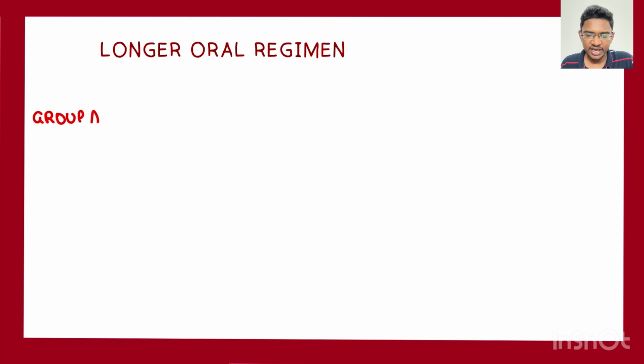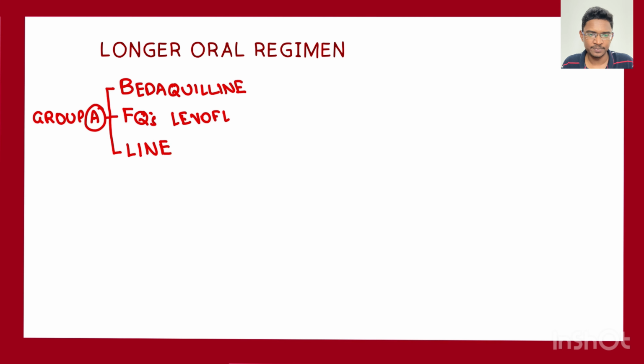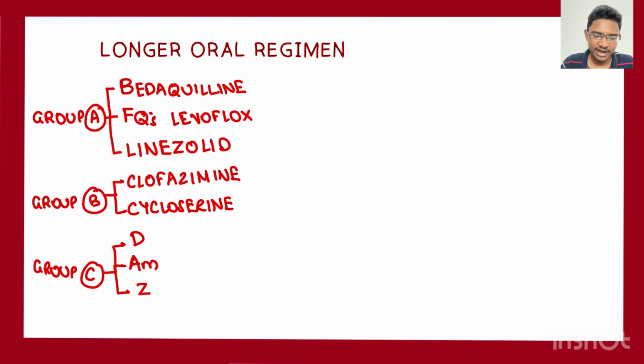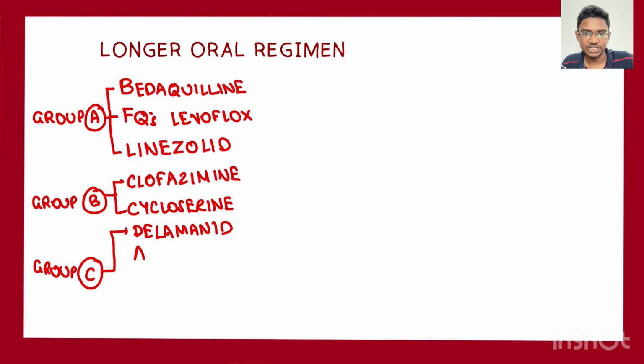So here we have the most potent group of drugs, which are the best friends in line: bedaquiline, fluoroquinolone, linezolid. And next, group B: clofazimine, cycloserine, terizidone. Group C, DAMS yet to pass emergency: delamanid, amikacin, pyrazinamide, ethionamide, PAS, ethambutol, meropenem. So this is the order of potency.